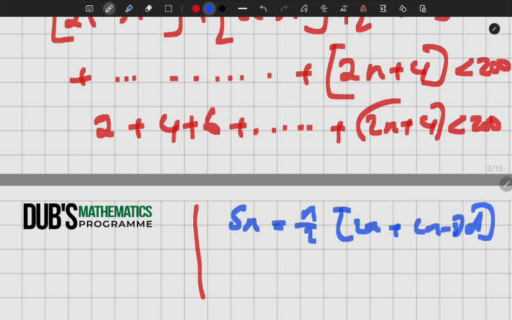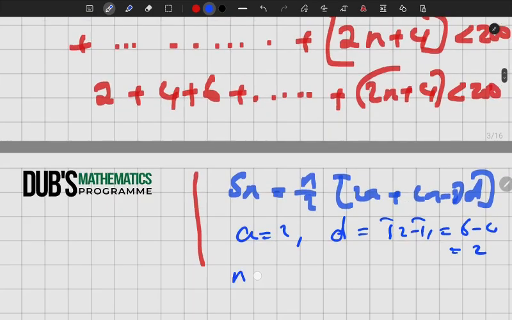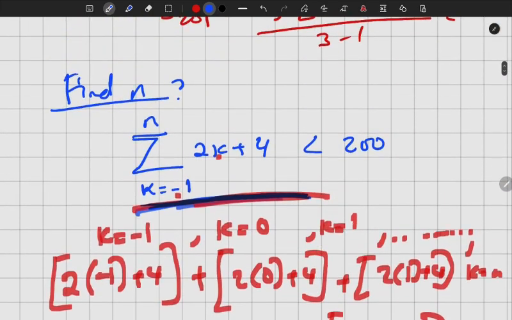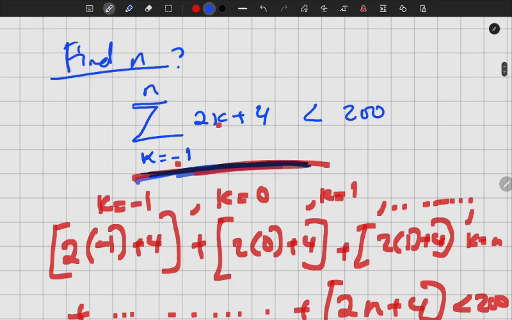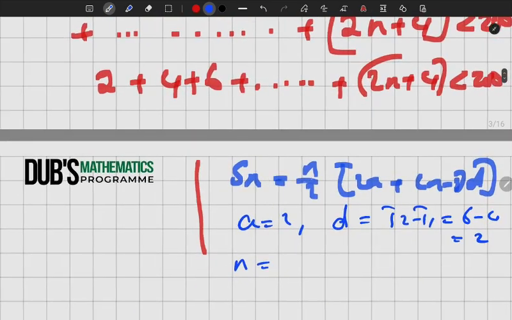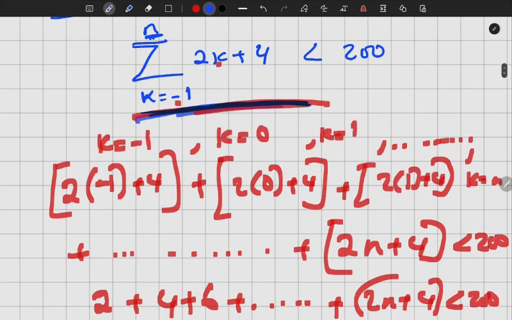So we need a, but you know that a is 2. We need d, which is t2 minus t1, which would be 6 minus 4, which is going to be 2. And then we need n. How do we find n? Remember, they used n here also, but we want n for the formula. So I'm just going to call it n for the formula, because we also have an n here.